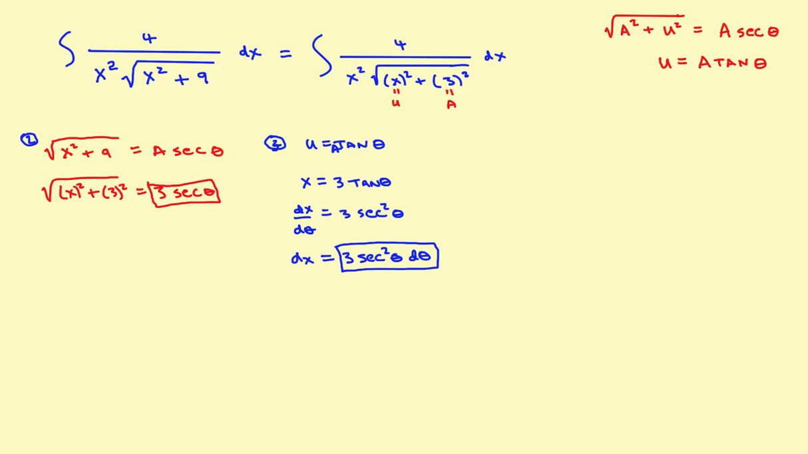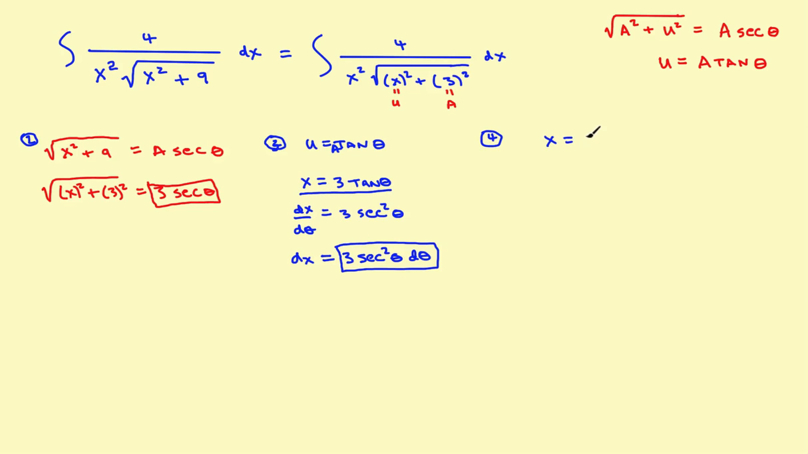So let's look back at the problem here. Now in this problem, the only remaining x is this right here. You've got an x squared. So on step number 4, you've got to express x squared in terms of theta. Now to do that, look at this one right here. X is equal to 3 times the tangent of theta. So let's start with that.